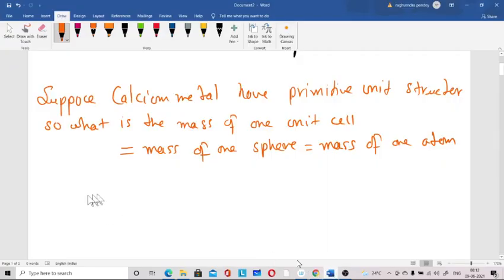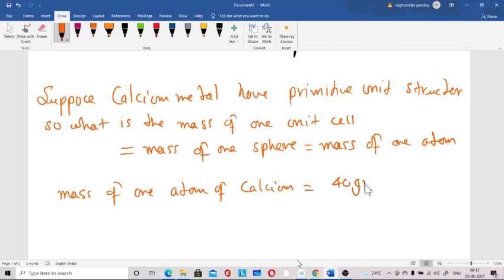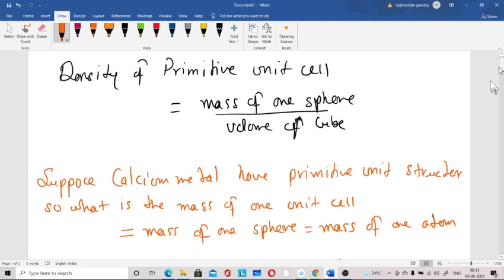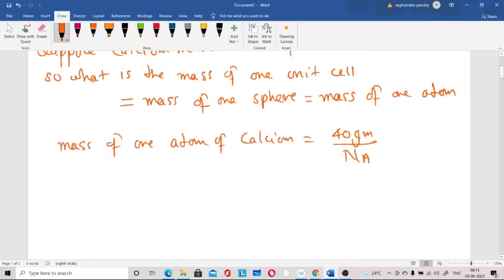So, mass of one atom of calcium is equal to 40 gram by Na. Okay. Because 40 gram is the mass of Na number of calcium atoms. We have to find the mass of one atom of calcium, so it is 40 gram by Na. Okay. Now coming back to our density of primitive unit cell. So it is your mass of one sphere divided by volume of the cube.